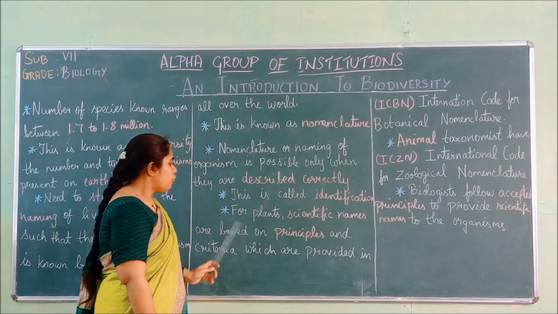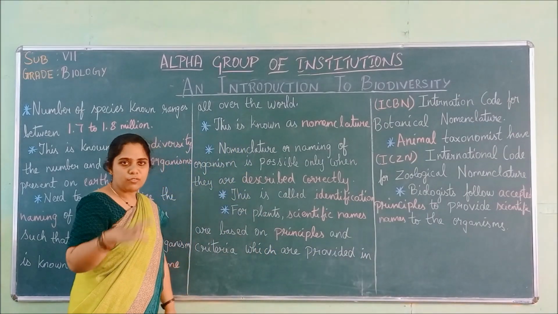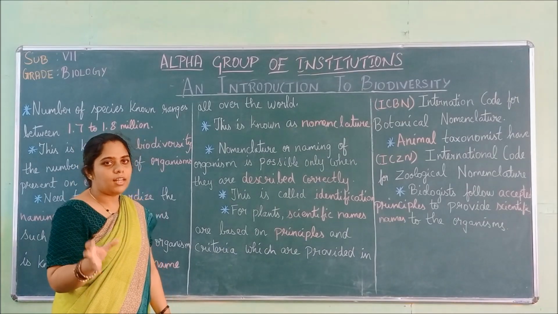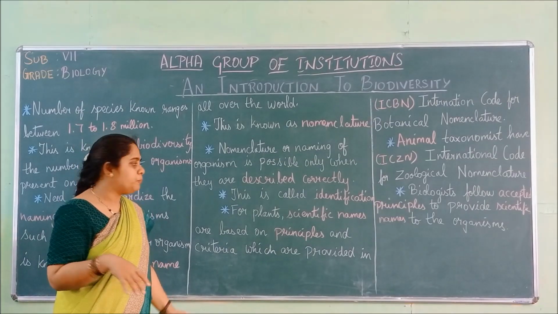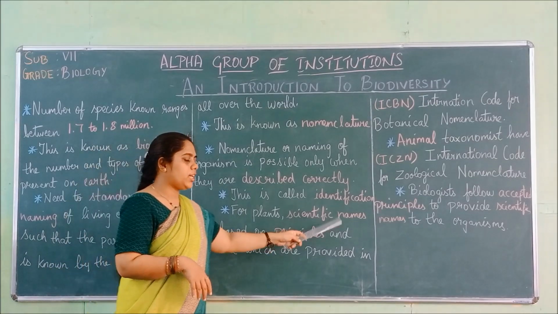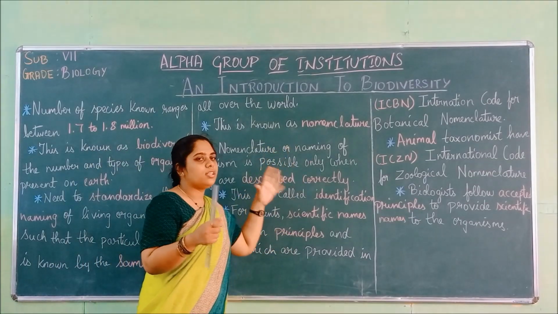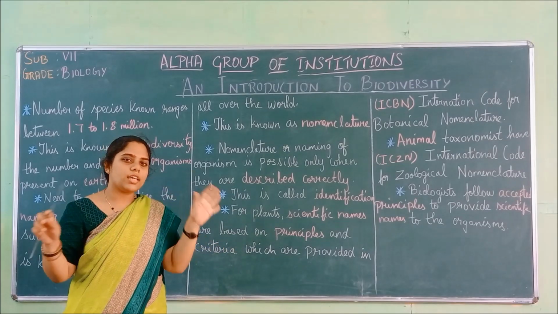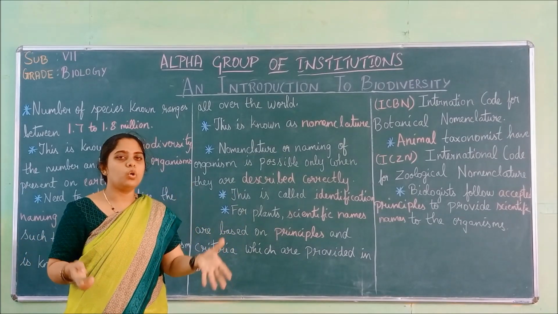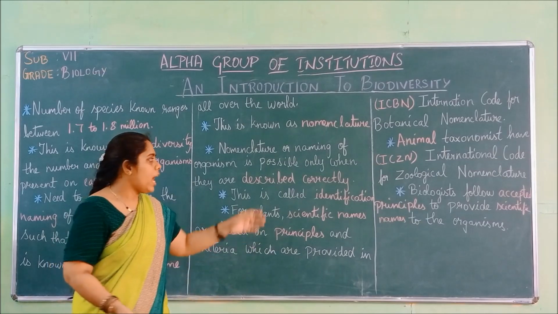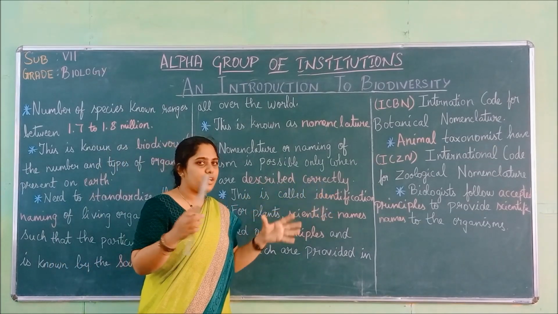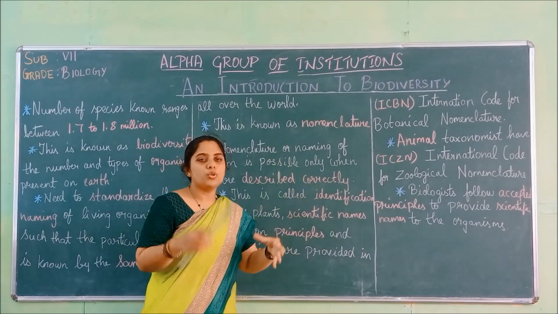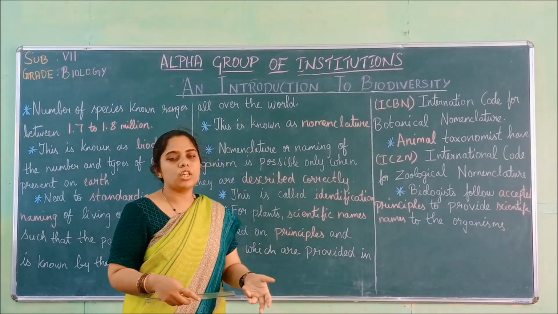Identification. And for plants, for identifying the plants, for naming, nomenclature, scientific names are given. So based on this, the plant is named so that it can be called all over the world with the same name, described correctly and identified correctly. So these things are made to give scientific names to the organisms.